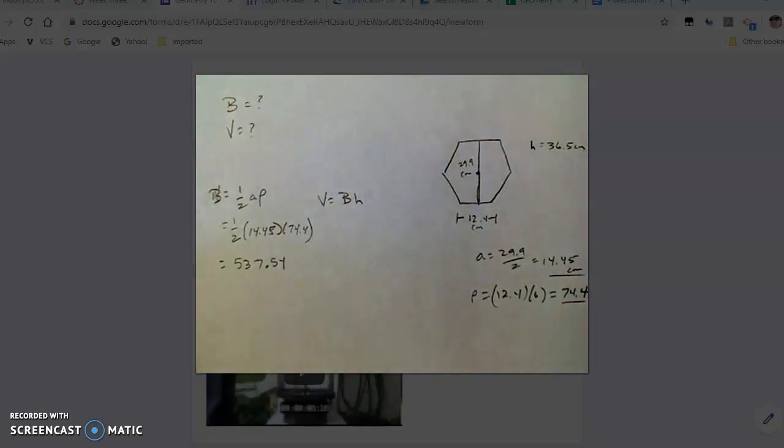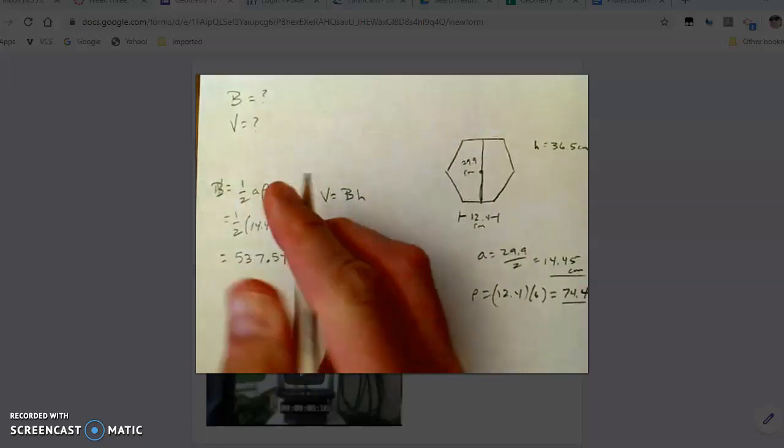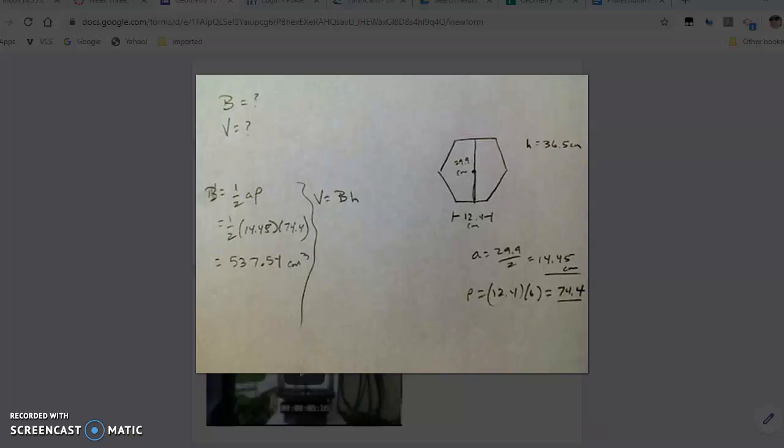So let's double check our work here. So we have 14.45 times 74.4, and that gives us 1,075.08, and we need half of that, so 537.54 cubic centimeters for the area of our base.